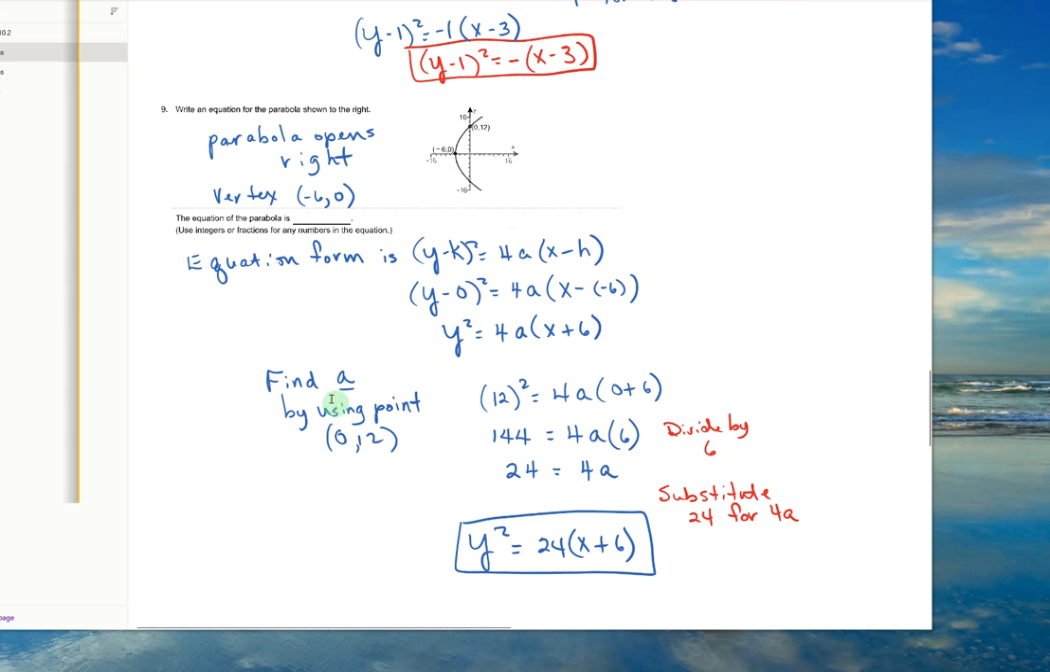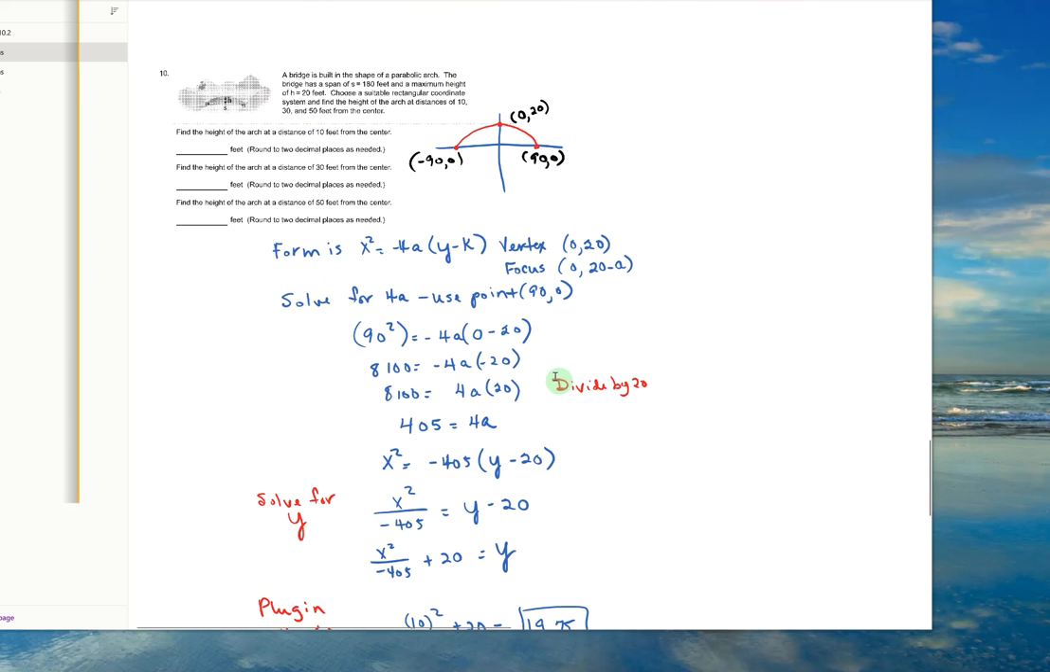We're going to find a by using the point 0, 12. So I plug in 12 for y and 0 for x, and I get 144 equals 4a times 6. If you divide the 6 over there, you get 24 is 4a. So I'm going to take this value, which is what 4a is, and put it in. So I have y squared equals 24 times (x plus 6). Okay.